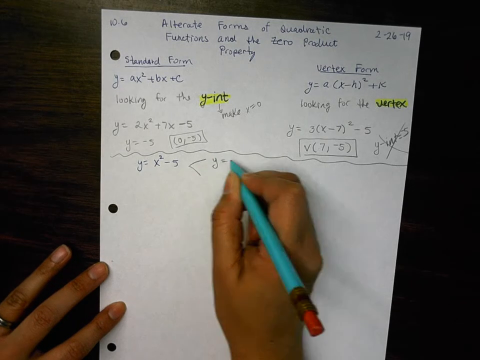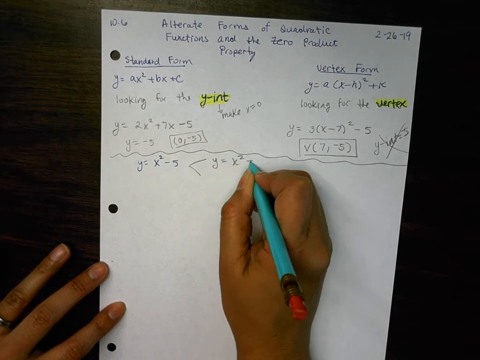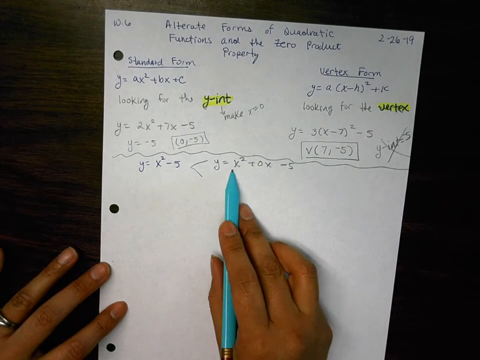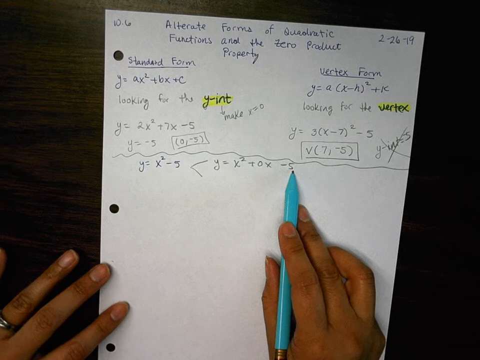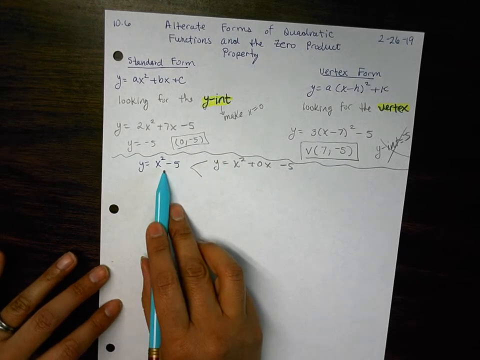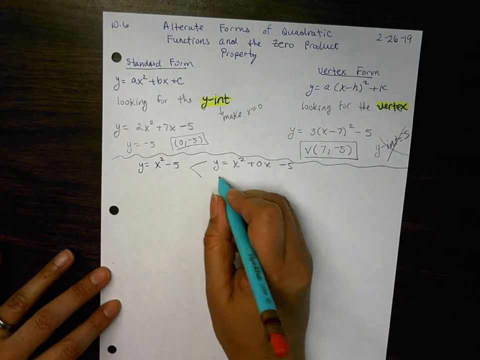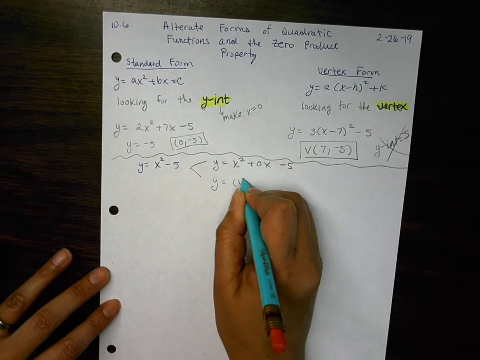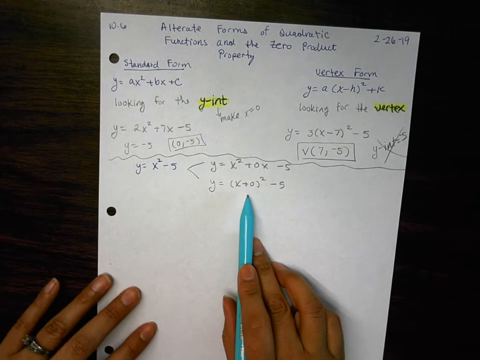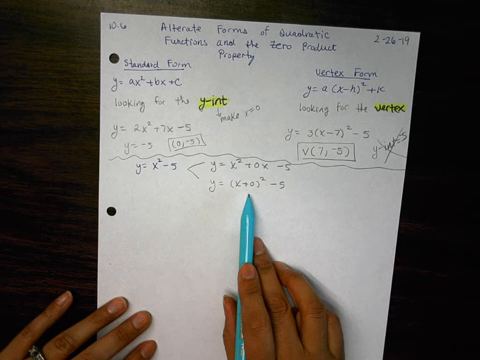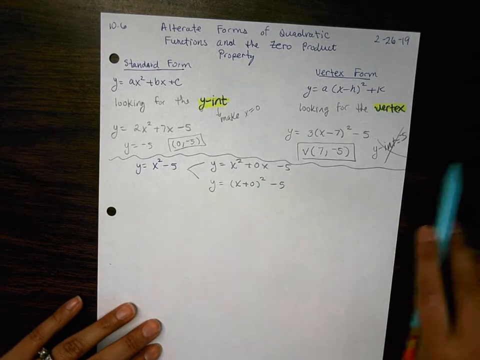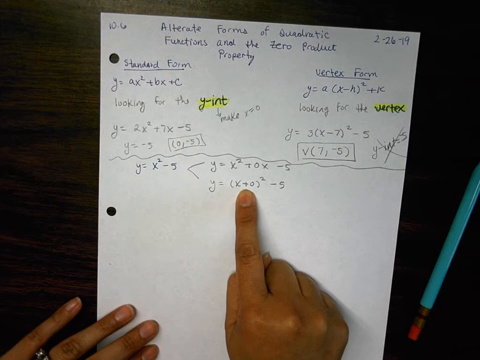You could write it y equals x squared plus 0x minus 5. Do you agree that's standard form? A is 1, B is 0, C is negative 5. Would you agree that this is the same thing as what I started with? Yes. Okay. Or I could write it like this: x plus 0 quantity squared minus 5. Is this second one vertex form? Yes. Is this the same thing as the original? Let's check. What's x plus 0? What's 0 squared?